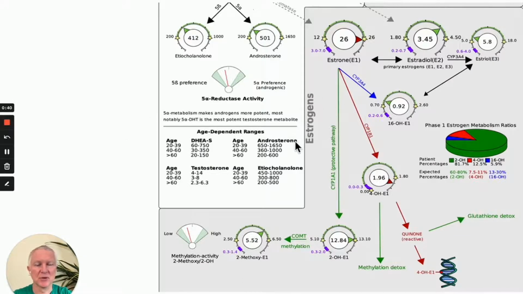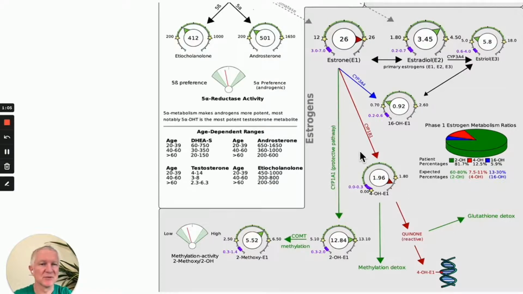This is an example of one of the many pages of the Dutch test report. You've got your three different types of estrogen, estradiol being the strongest one, and then you've got the three pathways that estrogen can get detoxed down. Ideally, it wants to be going down this green pathway, and you don't want high levels going down the red pathway. And in most cases, you don't want too much going down this pathway either. This is known as phase one.